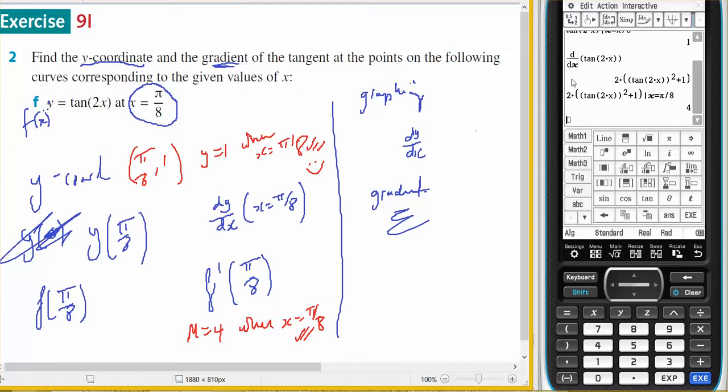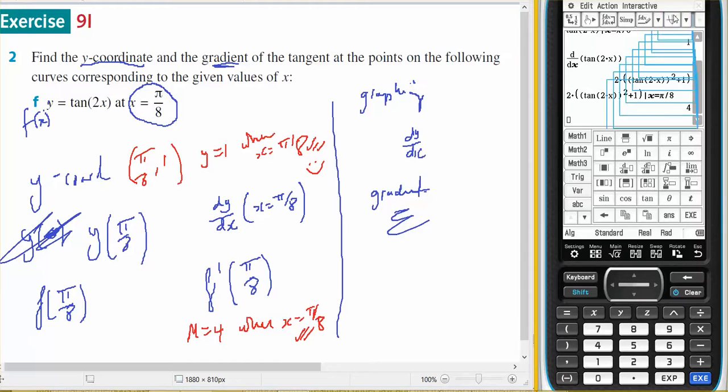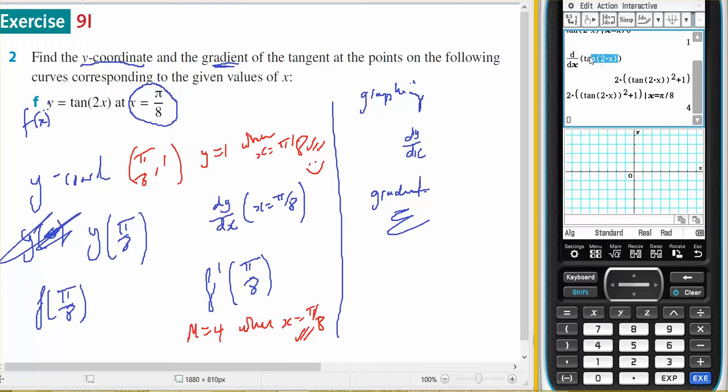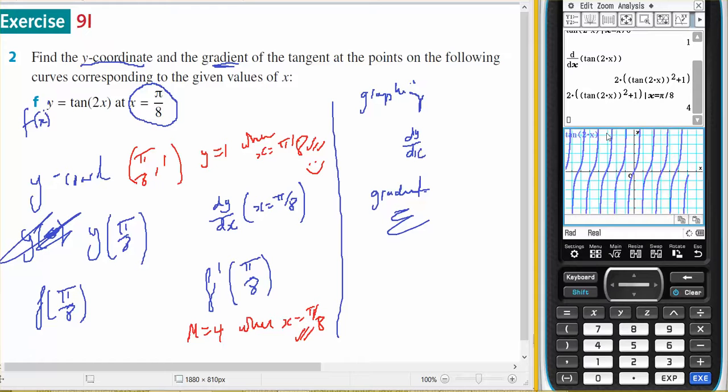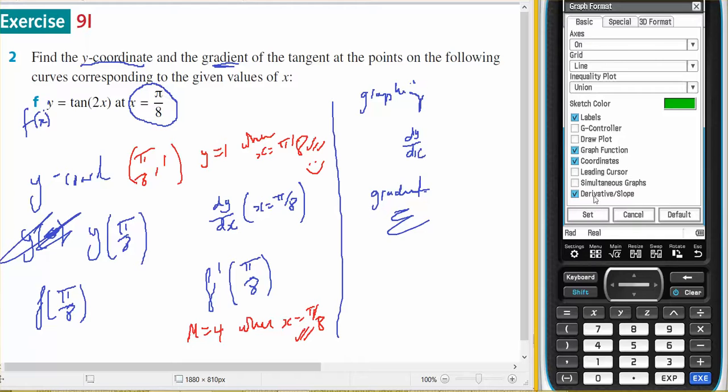If I was to use a graphing method, I open up a graphing window and I drag and drop my tan of 2x. Now what I'd like to do, I'm going to go up to settings, graph format. I want to make sure the derivative slope is ticked, coordinates are ticked, because that will give me the y-coordinate and that will give me the gradient. So set.